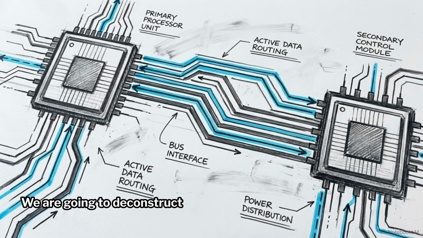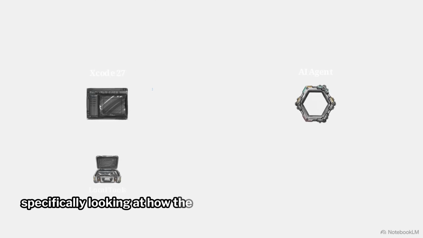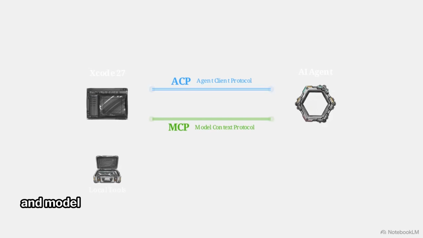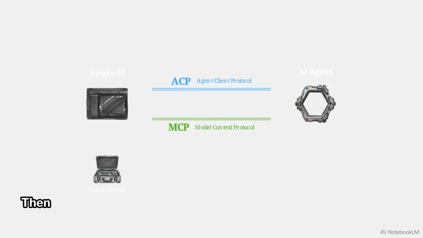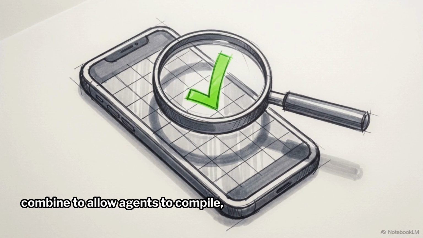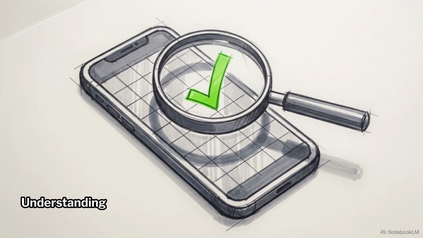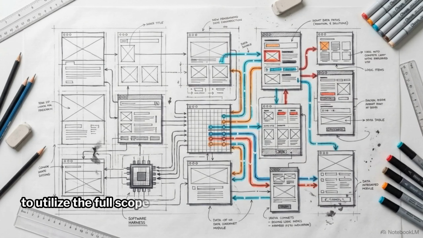We are going to deconstruct how Apple routes data between these tiers, specifically looking at how the Agent Client Protocol and Model Context Protocol bridge the IDE and external agents. Then, we'll analyze how these protocols combine to allow agents to compile, run, and visually verify their own code. Understanding this architectural separation is necessary to utilize the full scope of modern AI-driven development.